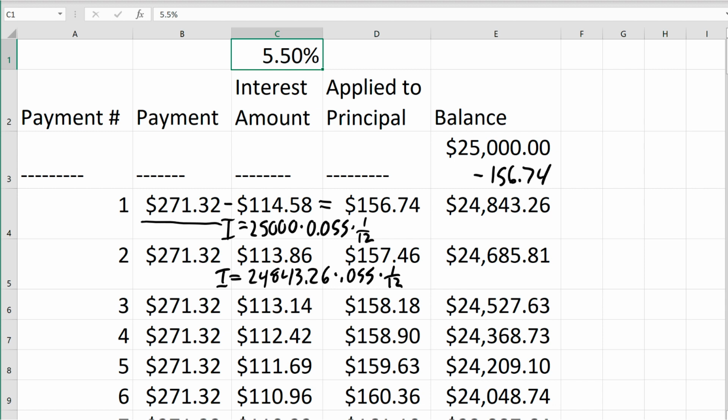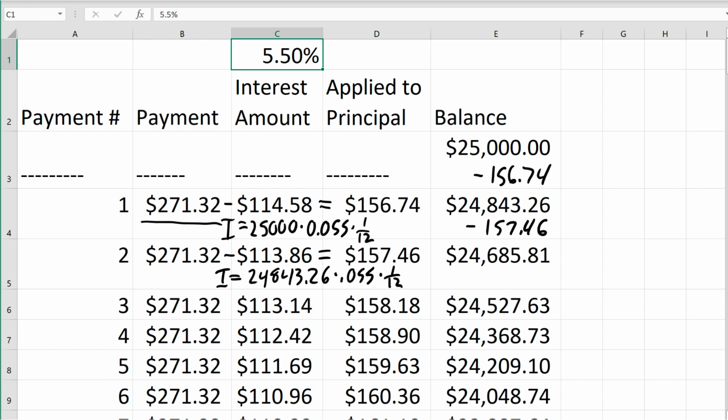So when we multiply those together, we get our interest amount, $113.86. Take our payment amount, subtract that out. That gives us our amount applied to principal, which is a little higher than the month before because the interest amount is a little lower. So $157.46 is applied to the balance. So we subtract that out of the balance, so minus $157.46. And that gives us our new balance, $24,685.81. And then we just repeat the process every single month.